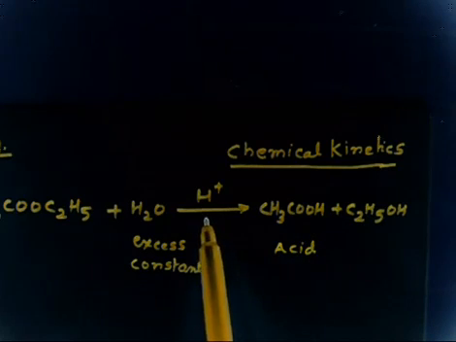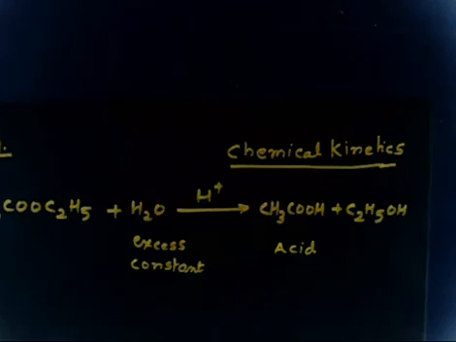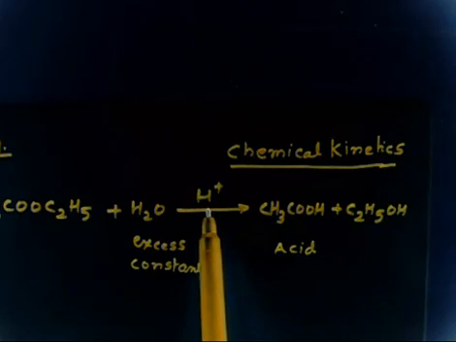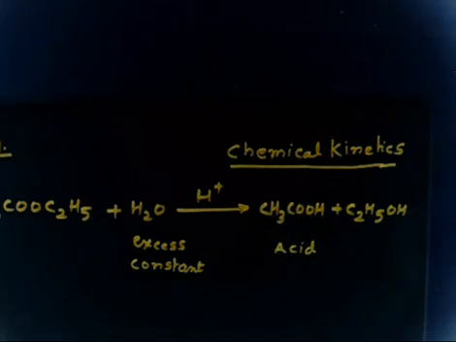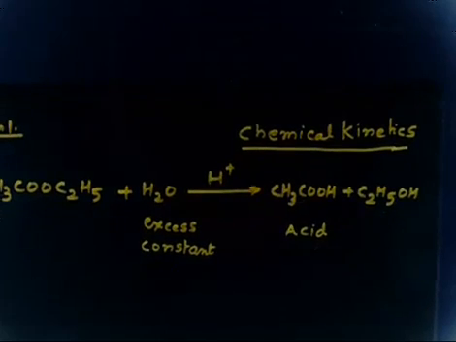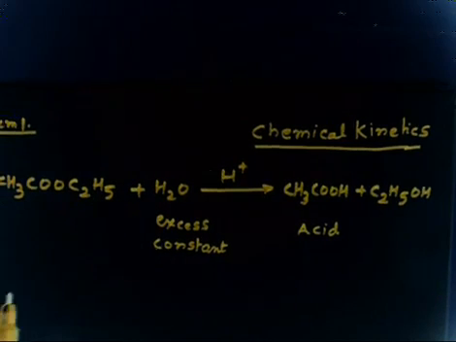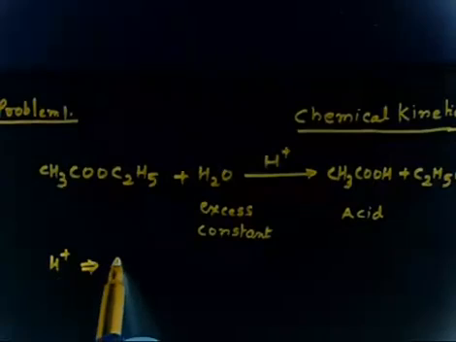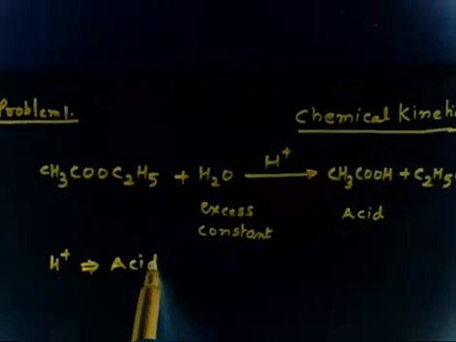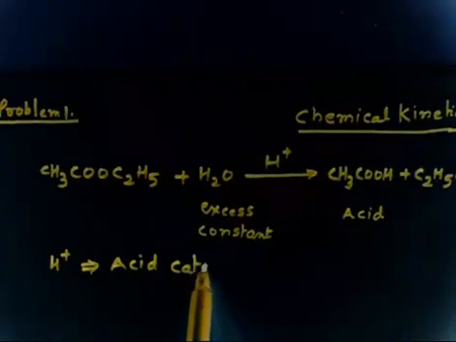Now this acid H plus is used as a catalyst. So you see in this reaction I can say H plus is used as a catalyst, and CH3COOH acetic acid gets regenerated during the reaction. So I can write here, let me write, I can again write the same equation. So H plus is used as an acid catalyst. So this is the acid catalyst.